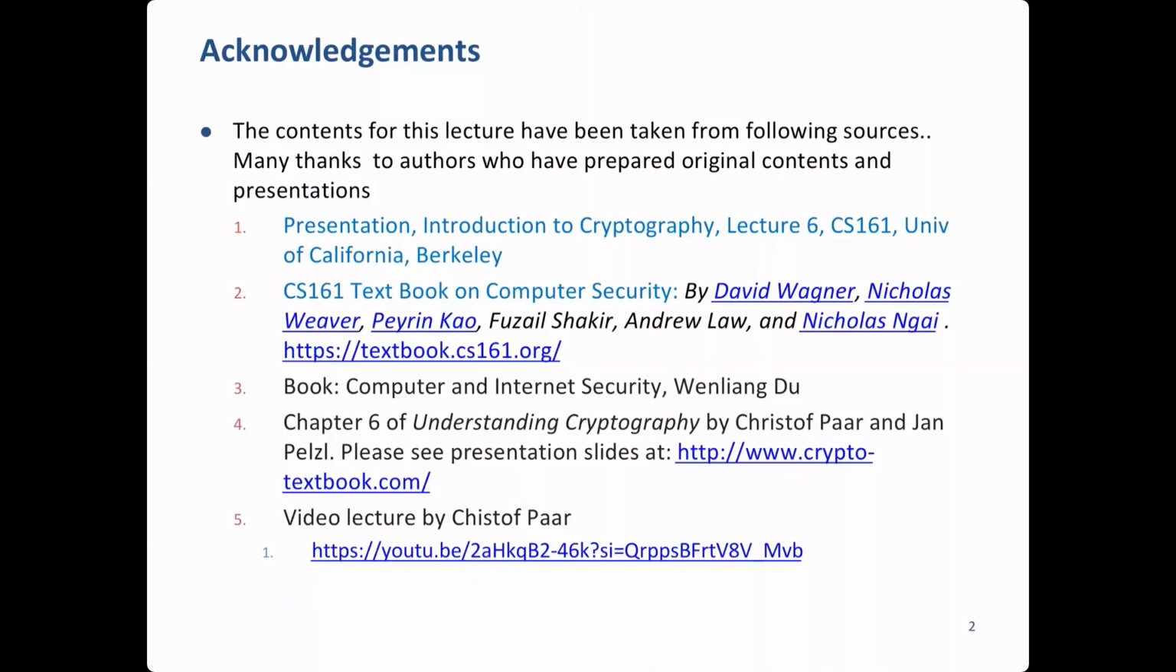Okay, the contents I have taken from all these resources, primarily from this. You go to the University of California, Berkeley site, and look up CS161. You get into the website, and there is a book there. And there are PPTs also, right? A lot of information or material is there, so you can use that.